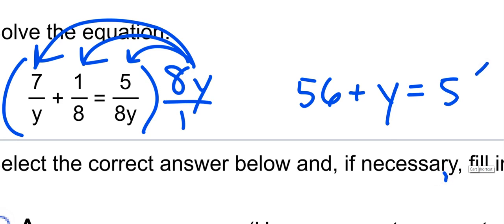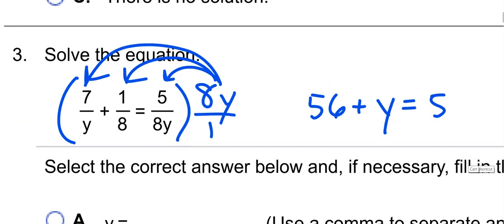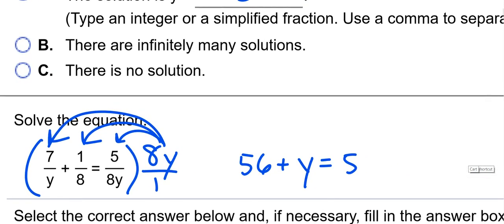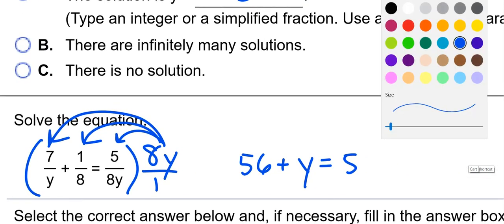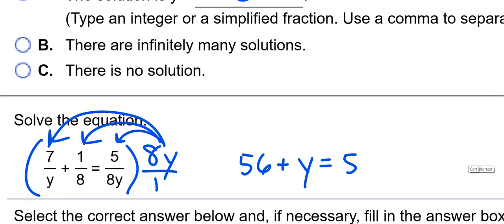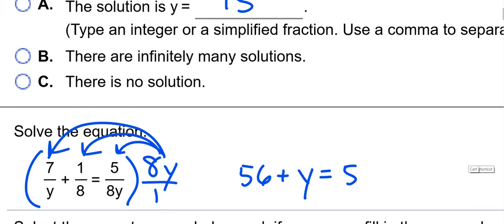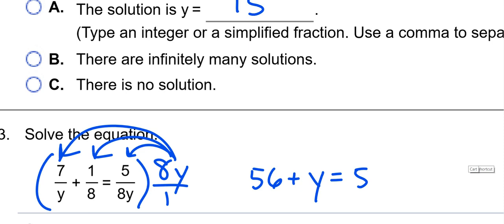So when you multiplied 8y over 1 times 5 over 8y, how did you get 5? Okay, let me do the slow motion. Okay? Some of you can look at that and go 56 plus y equals 5. My answer is negative 51. I know that some of you can do that really quickly, and that is all the work that I would expect you to have to do.